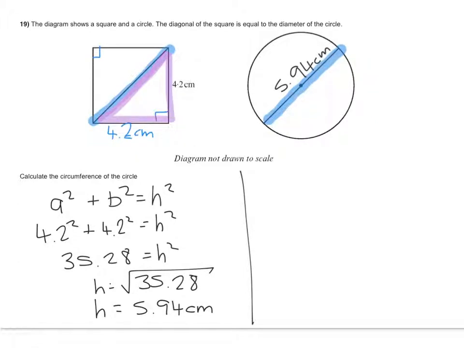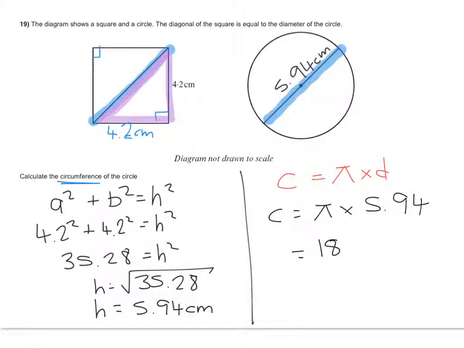Okay, so the thing about the circle that we're trying to figure out is the circumference. So we're going to use our circumference formula, and we know that is circumference equals pi times diameter. So the circumference is pi times our diameter of 5.94. Pi times, I'm actually going to use the answer button on my calculator, so I haven't done any rounding at all. And that's going to give me 18.660, so 18.7 to 1 decimal place.